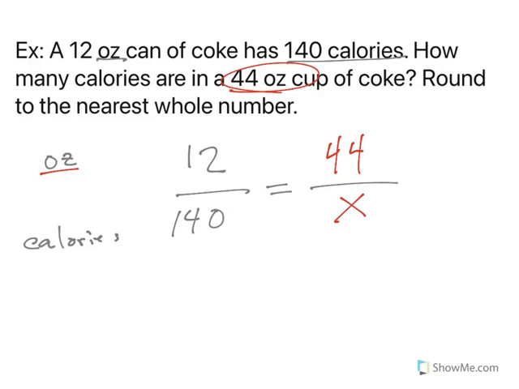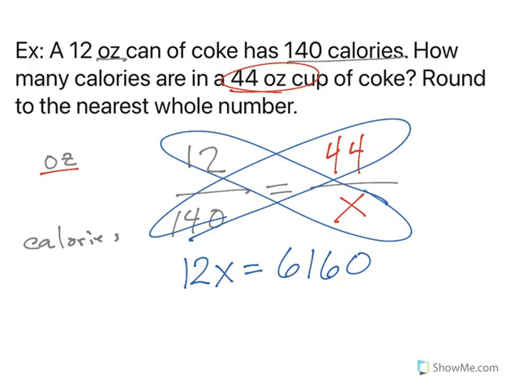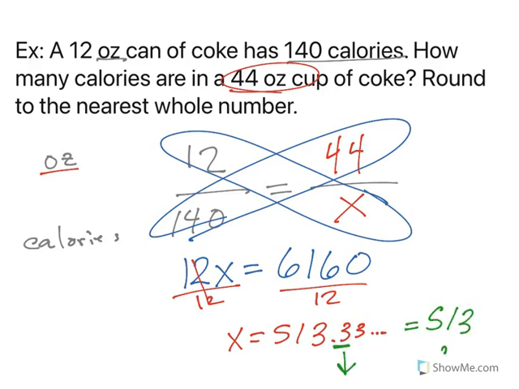Now we know 12 compared to 44, looking at this numerator here, it's getting bigger, so that means my denominator is also going to be getting bigger. Make sure you're paying attention to those simple things that are going to help you make sure that your answer makes sense. So let's go ahead and cross multiply. 12 times x, 44 times 140 gives me 6,160. We divide both sides by 12 to get x by itself, and I end up with 513.333, going. When I round to the nearest whole number, I look one place past, 3 tells me to round down, so it's just 513 calories in that big gulp of 44 ounces of tasty, wonderful Coca-Cola Classic.